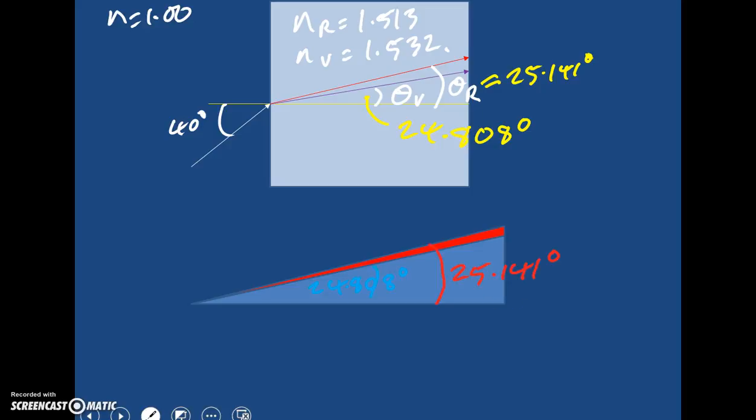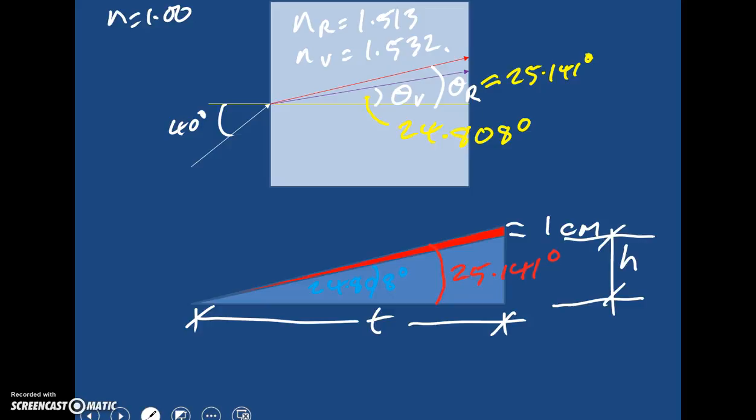Let's put some information on it. There's the blue angle, 24.808. There's the red angle, 25.141. There's the thickness that we really want to find out. There's the difference in the location of the beams on the other side, 1 centimeter, and that's a height from the normal. It won't come into anything. I can call it what I like, but we need that as a symbol.